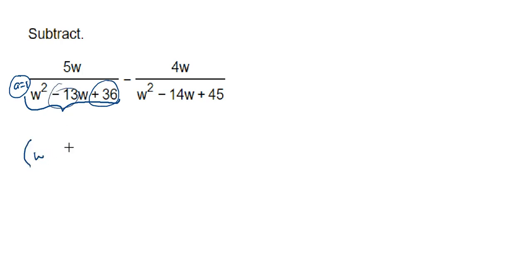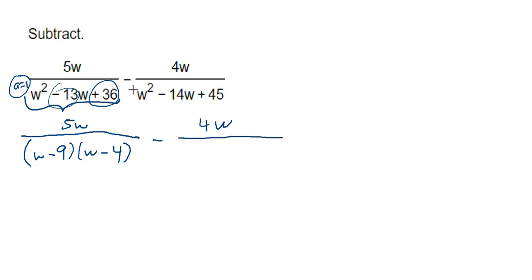And that will be, let's see, two numbers that multiply to 36 and add to 13: 9 and 4, right? So negative 9 and negative 4 gives me positive 36, but when I add them together, I'll get negative 13. And we will still have the 5w on top, right? So just factoring the denominator, minus, we'll have the 4w on top here. Same thing on this one.